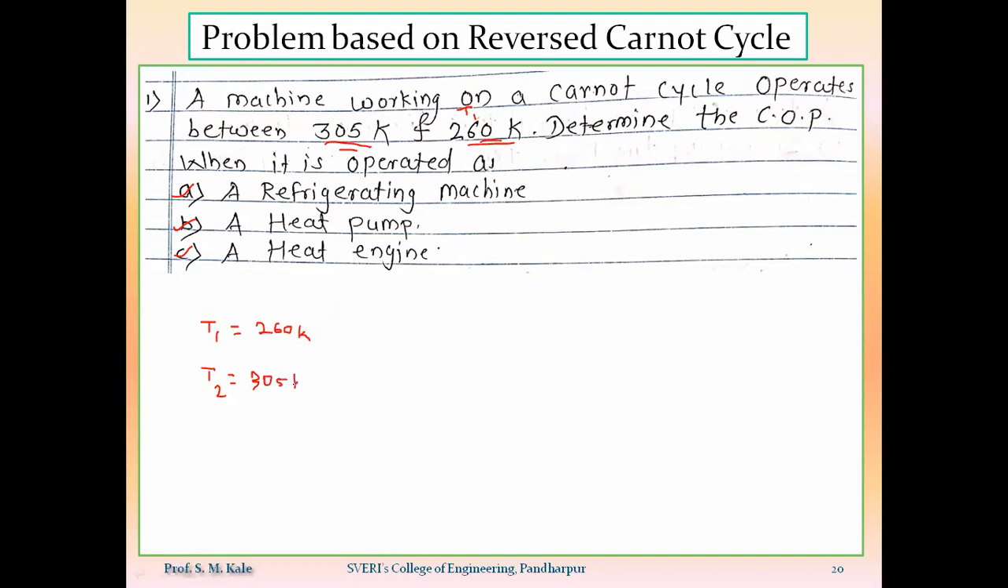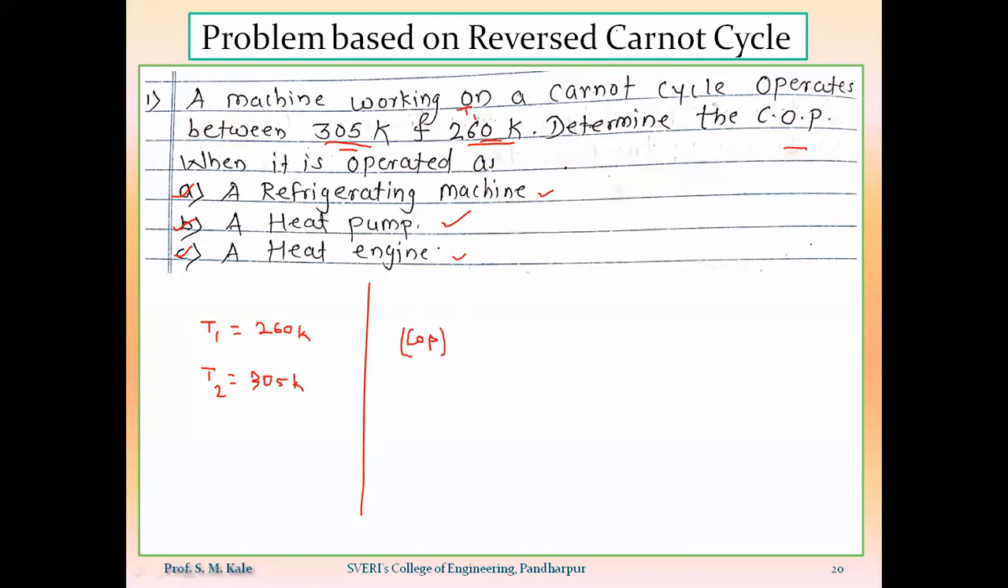Now, for these two temperatures, we have to find the value of COP when the refrigerating system is working as a refrigerating machine, as a heat pump, and as a heat engine. So for all three devices, the value of COP will be different. Can anyone tell me the formula for COP of refrigerating machine? First, we'll calculate the value of COP for the refrigerating machine.